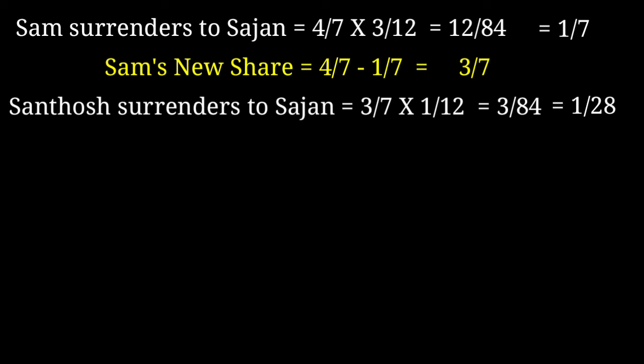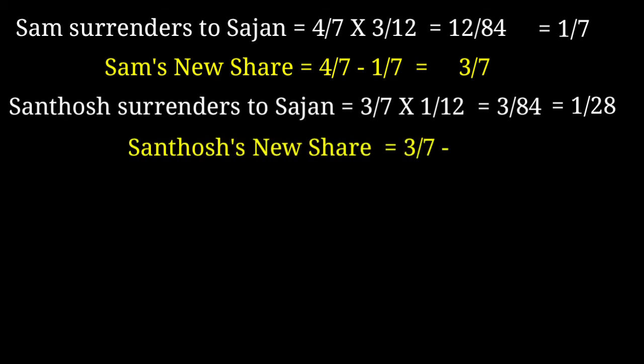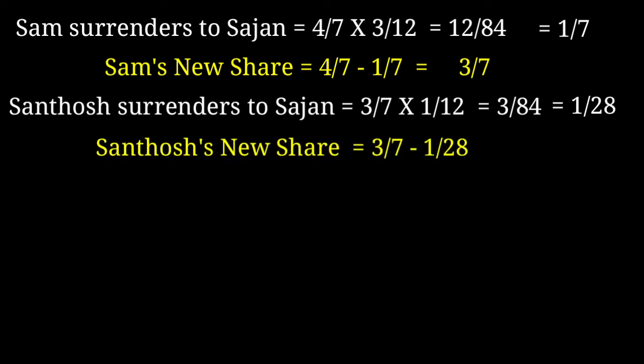So we can calculate Santosh's new share. New share equals old share 3/7 minus surrendered value 1/28. So 3/7 minus 1/28. We need to know the LCM. LCM is 28. So we can write 12/28 minus 1/28. That's equal to 11/28.